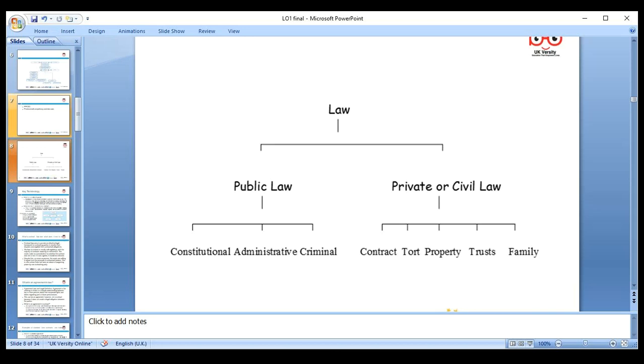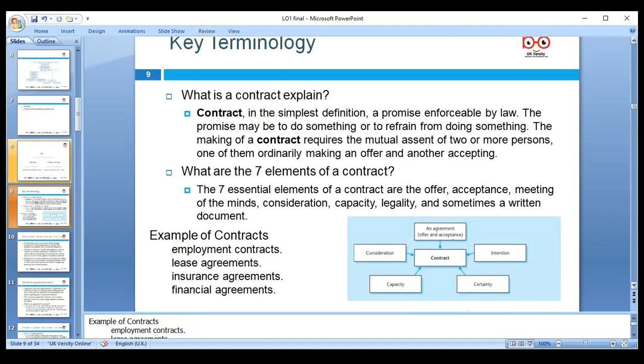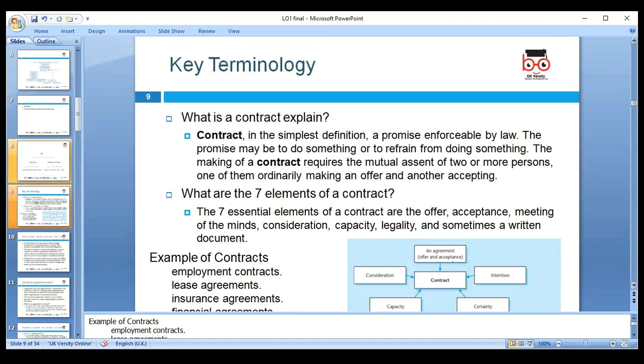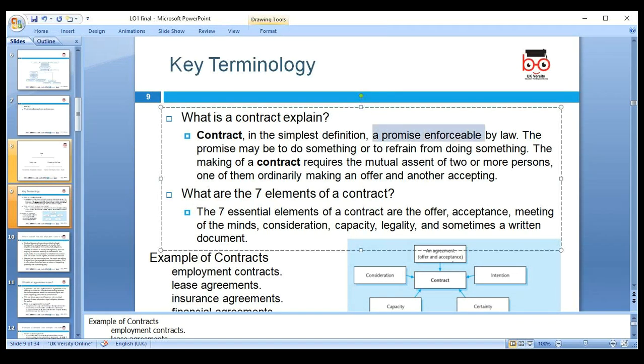But where legislation comes in, if we don't fulfill it, that can be charged as criminal. Any legislation, if we don't fulfill it, can be charged as criminal. Like the Health and Safety Act, if we do not follow it and put someone's life in danger, that can be charged as criminal. Okay, so keywords here: contract, the simplest definition, is a promise enforceable by law.